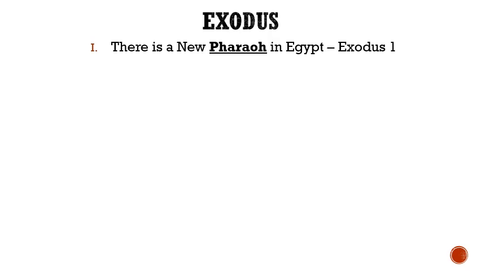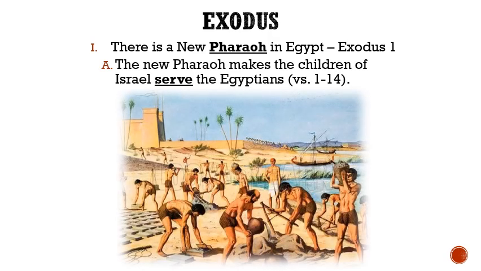Roman numeral 1. There is a new Pharaoh in Egypt. Letter A. The new Pharaoh makes the children of Israel serve the Egyptians. We are now introduced to a new king in Egypt that the Bible says did not know Joseph. The reason for this new Pharaoh not knowing who Joseph was is most likely because it was a different Egyptian dynasty. In fact, they were not even Egyptians. This people group was known as the Hyksos.